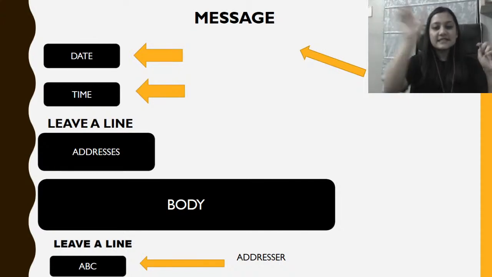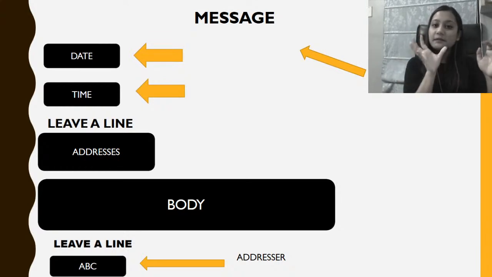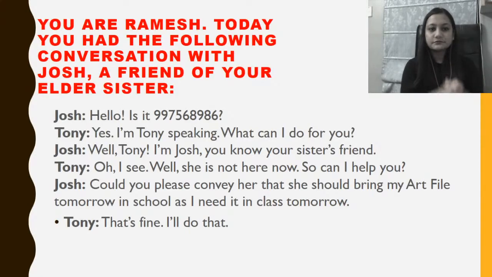On the top, center, message, leave a line, date. Just beneath the date, there needs to be a time. Leave a line again. Now, for whom you're writing up this message, you are supposed to write that person's name, then leave a line, body, leave a line, and your name. Okay? All right. Now, here I have got a sample for you. So, let's check it out together.